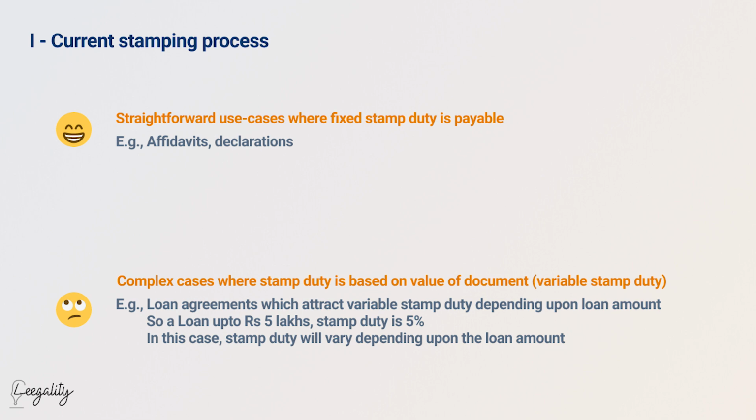The scenario where the current stamping process does not work very well is when the stamp duty paid is variable depending upon the value of the document. So an example of this is a loan agreement, which may, let's say, hypothetically attract a stamp duty of 5%. So in that case, if the loan amount being sanctioned is different, then the stamp duty will also be different. So in such a case, what you want is something to account for this variable stamp duty, and this is what this newly launched multi-stamping feature allows you to do.